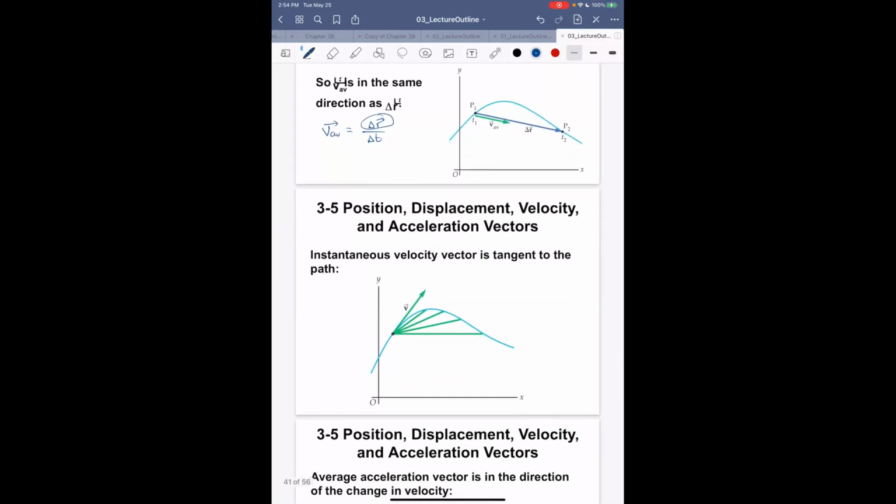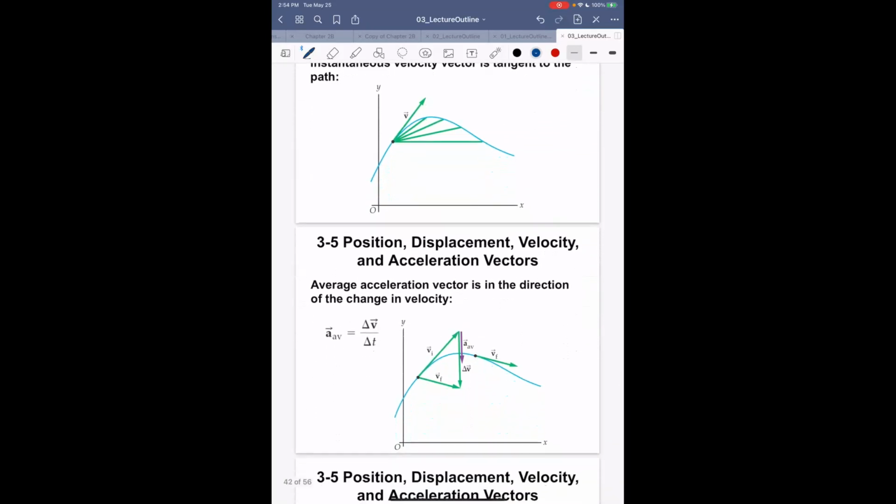Now we know that, if we want to compare instantaneous versus average, the average is going to be the slope of the chord, versus the instantaneous is going to be the slope of the tangent at this point.